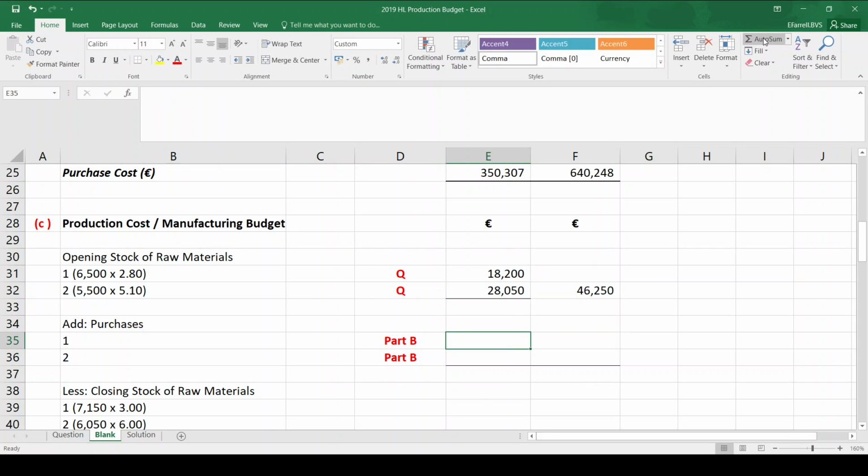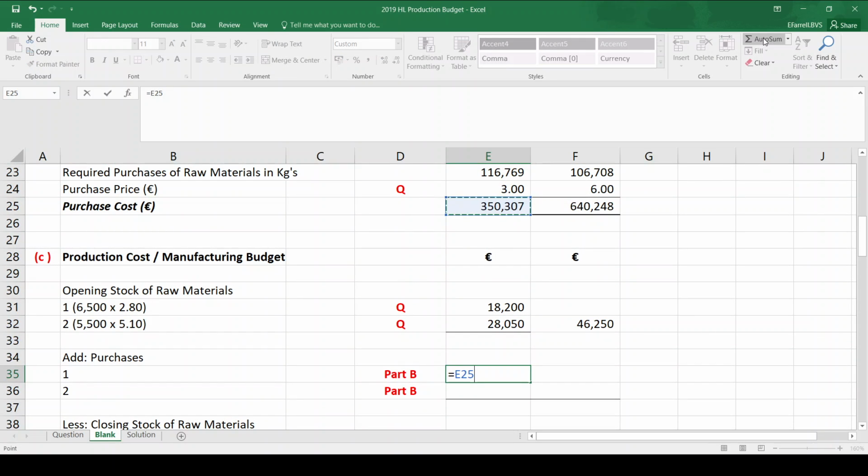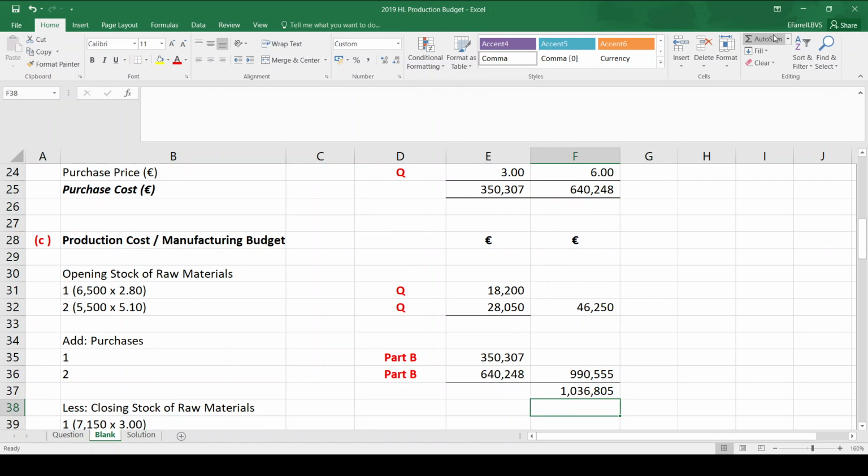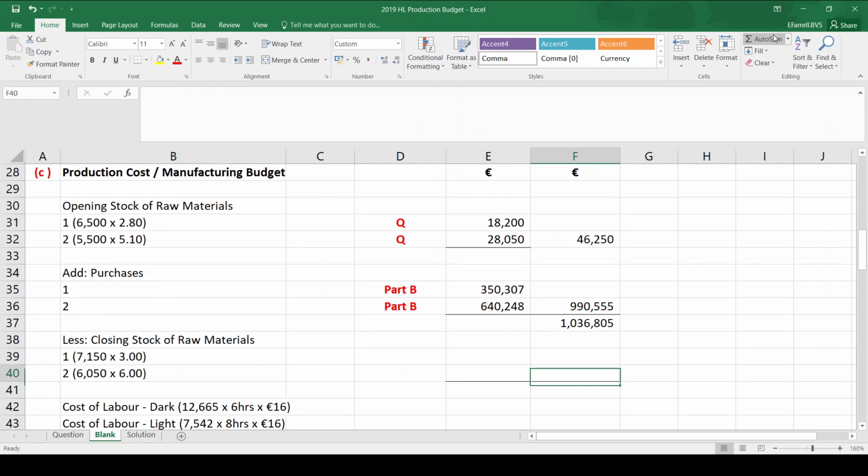Then I'm going to add purchases. So this is just simply from part B. The purchase cost of material 1 is 350,307. And for material 2 is 640,248. And again, I'm going to total those in the last column. So now I have opening stock plus purchases gives me 1,036,805. And now from that, I have to take away closing stock.